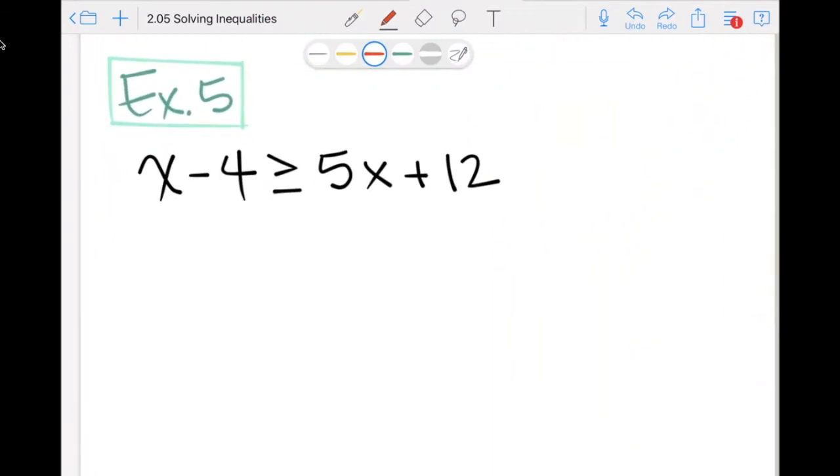All right, let's go on to example 5. So let's go through the whole process that we've gone through with equations. Can I simplify the expression on the left side? That's a no. Can I simplify the expression on the right side? That's also a no. Do I have variables on both sides of the equal sign? To that, I say yes.